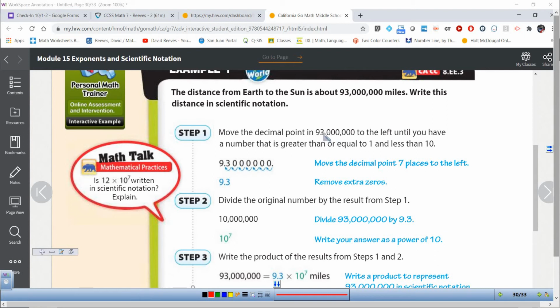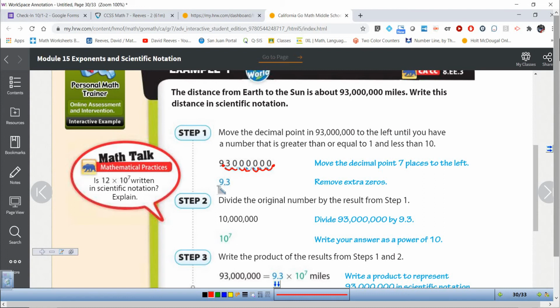6 places is a million, so I think this would be 93 billion. All right, 93 billion is the distance from the Earth to the Sun in miles. So we would go, here's the decimal, right? 1, 2, 3, 4, 5, 6, 7. And again, why are we stopping here?